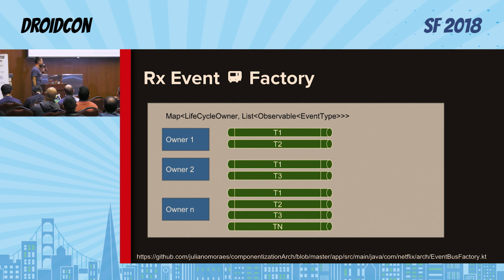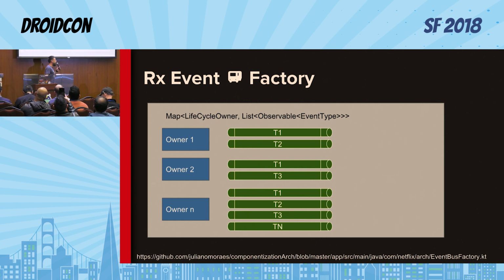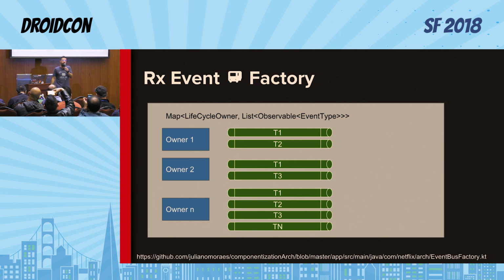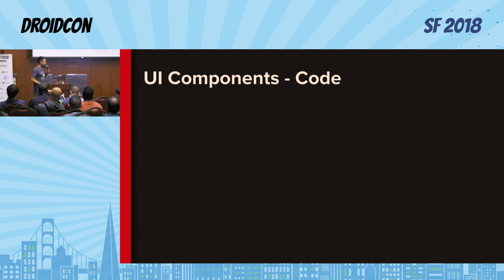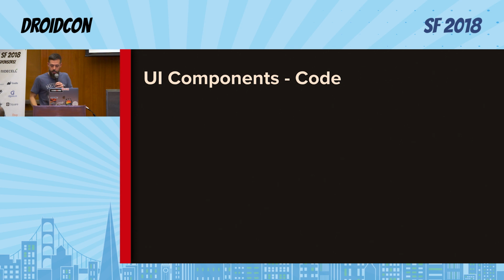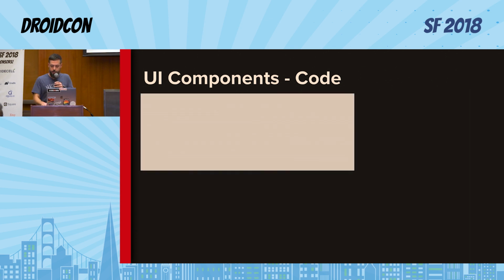We used Kotlin extension functions. We added some stuff to the lifecycle classes. And it's pretty simple, but it's very powerful. So let's take a look at the code. Let's take a look at how the code for UI components will look in this architecture.